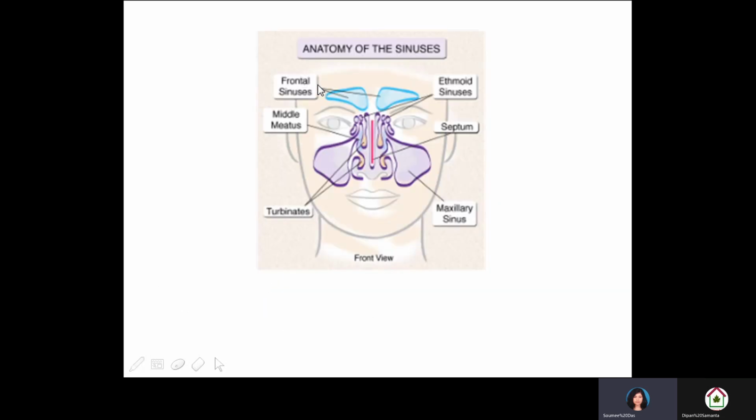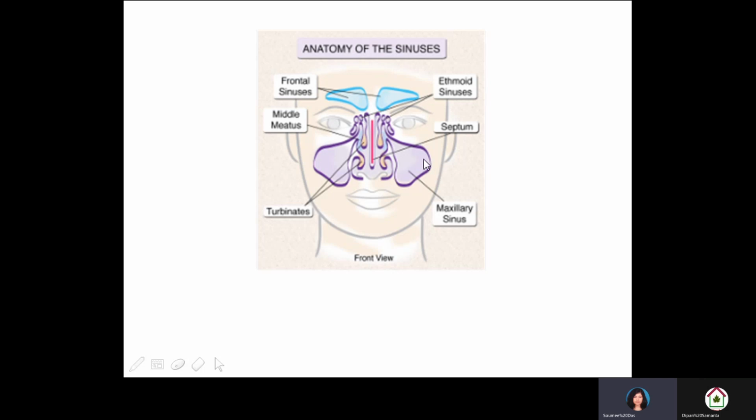Here we will see the different sinuses in this diagram. This is the frontal sinus. In general, this whole portion is known as frontal sinus, and these two are called the 2 parts of the frontal sinus. In some books they call this the left frontal sinus and this the right frontal sinus. And this is the middle. This is the frontal sinus.